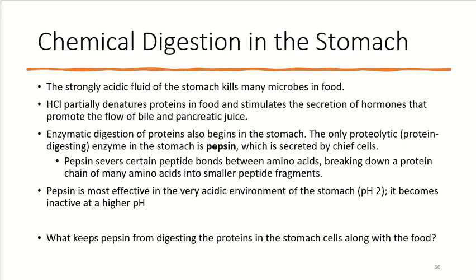The enzymatic digestion of proteins is going to begin in the stomach. The only proteolytic, or protein-digesting, enzyme that's found in the stomach is called pepsin, and this is going to be secreted by the chief cells.